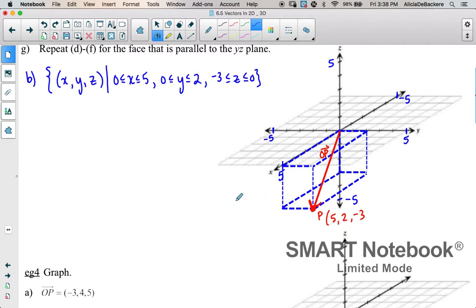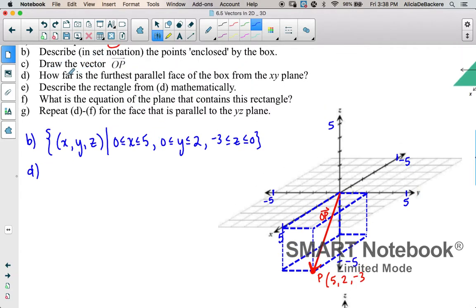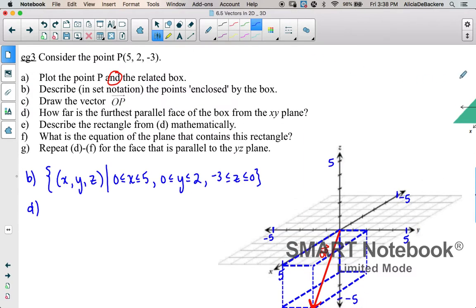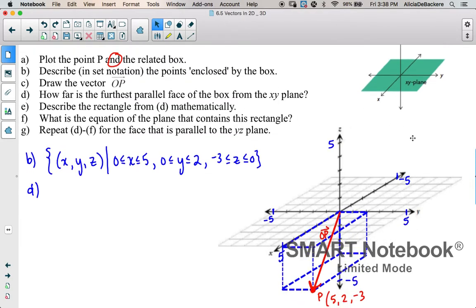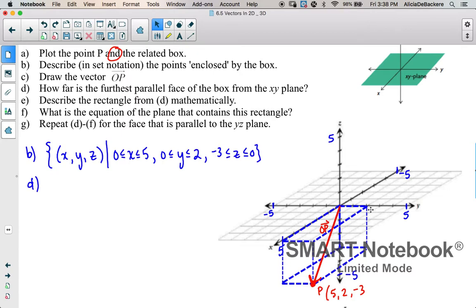All right. So we've already done part C here. Part C asked us to draw in that vector. That's done. Part D, then, going back up to the question, was how far is the furthest parallel face of the box from the XY plane? And that's why I had these images over here. So I have to think about, well, where is the XY plane? The XY plane sits on top of the X and the Y axis, so it's this green plane here. I want to know how far is the furthest parallel face of the box. Well, the furthest parallel face from the XY plane, I'm asking about the bottom of the box, right? Because the XY plane is the top.